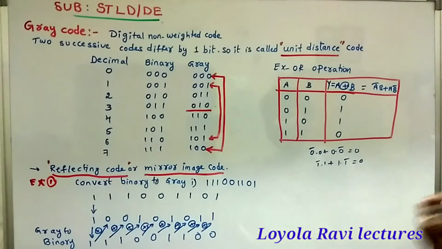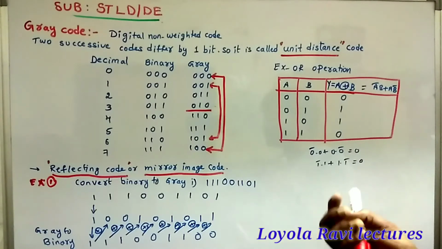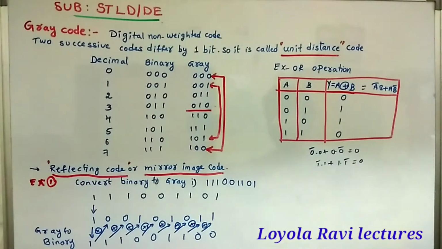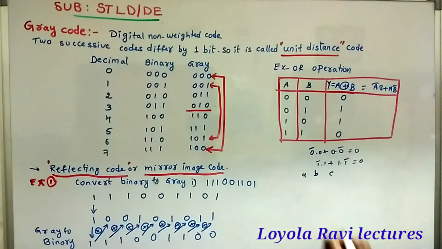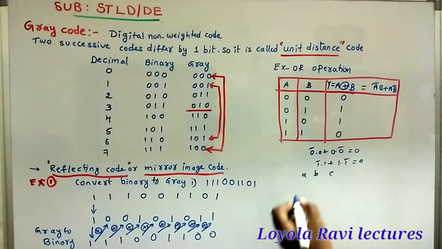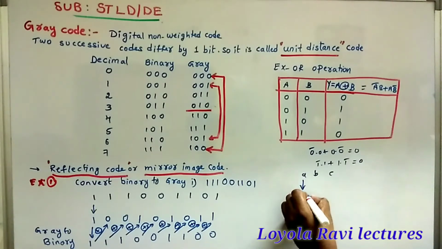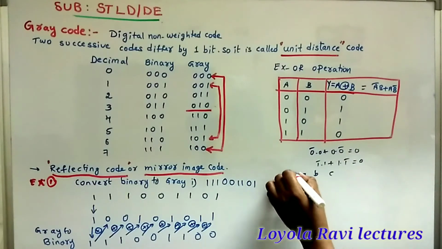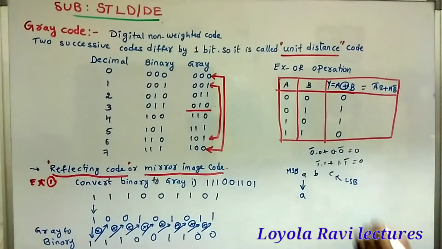This operation we can perform between the bits whenever we convert binary to Gray or Gray to binary. For example, take A, B, C, a 3-bit binary number. If you want to convert from binary to Gray, we have to write the MSB bit as it is. This is the MSB, the most significant bit, and this is the LSB, the least significant bit. The MSB you write as it is.